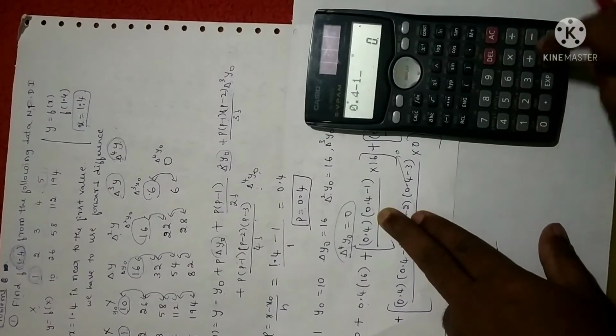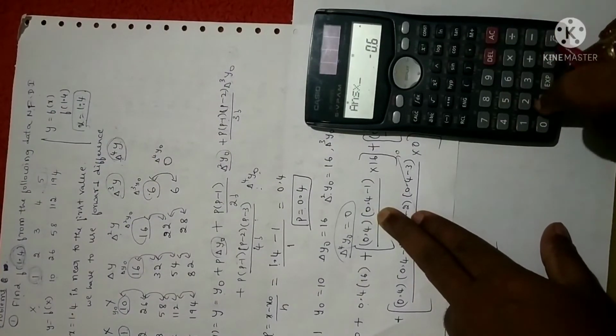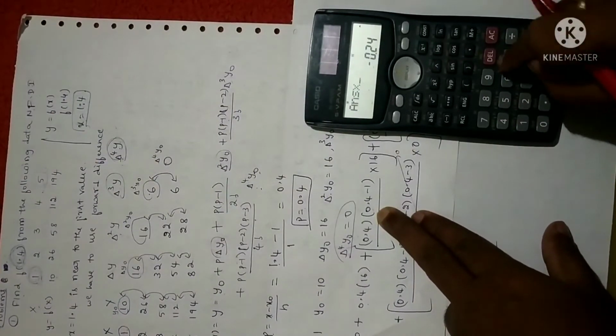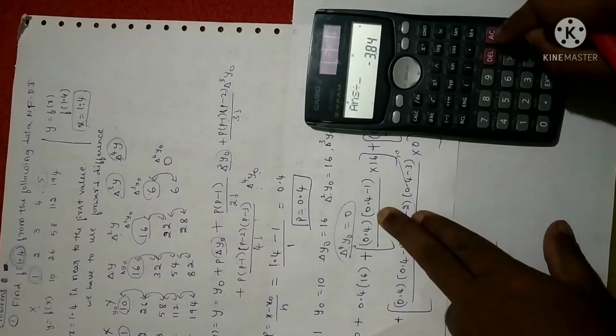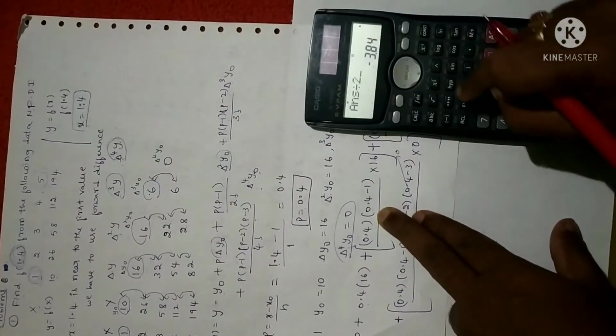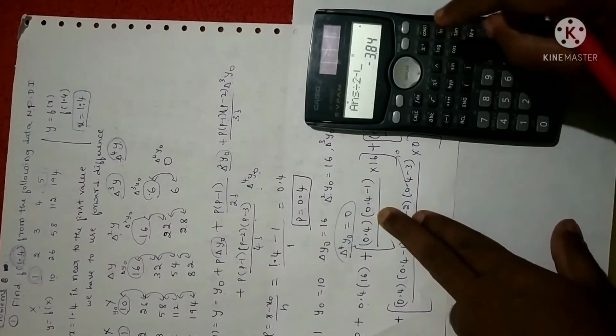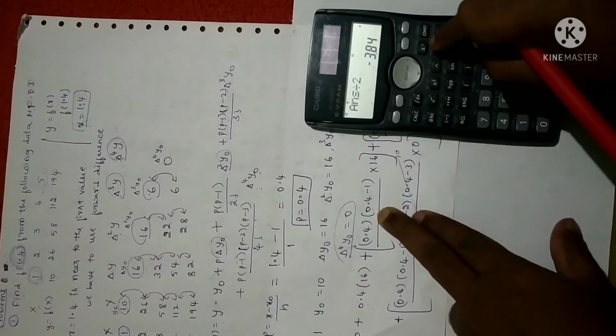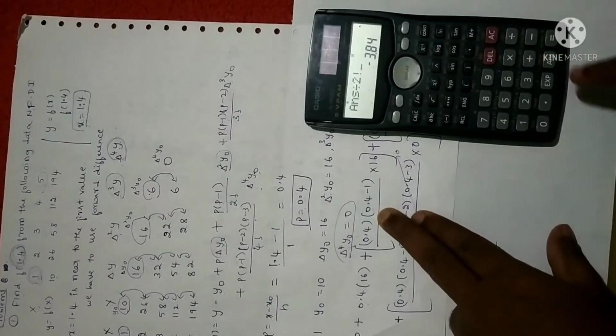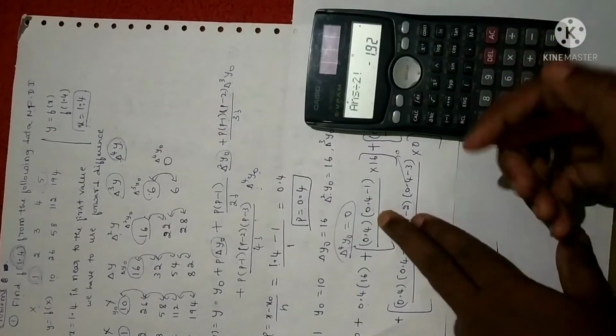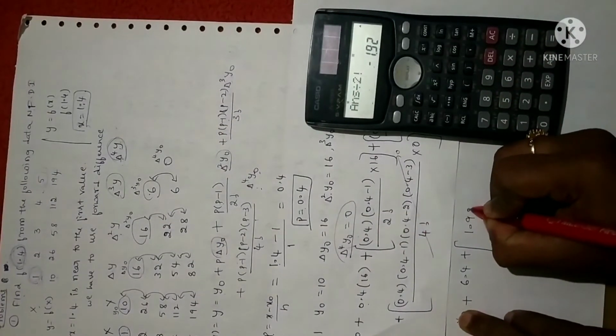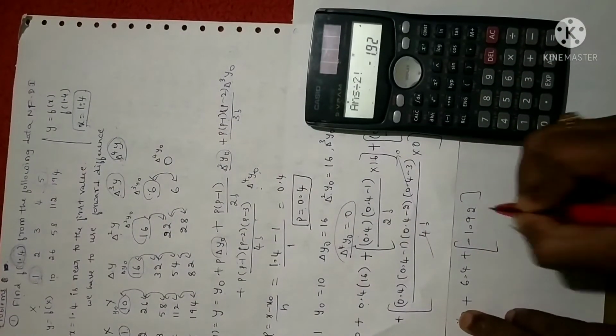0.4 minus 1, plus equal sign. Multiply by 0.4. Again multiply by 16. Divide it by 2 factorial. Plus 2. Afterwards press shift and the x inverse symbol. You will get factorial, divided by 2 factorial. You will get 1.92 minus 1.92.